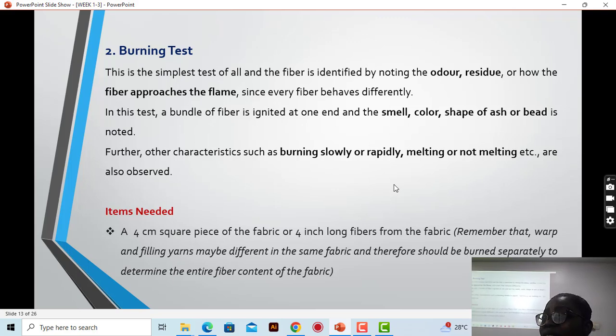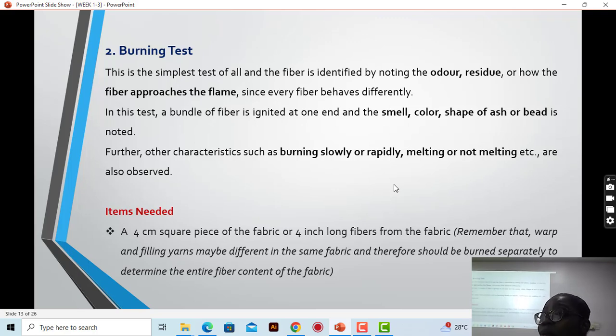Some will catch fire easily, like it will rush with the fire, some will be slow. After it burns, some of the fabrics will give you a residue, like an ash. And even if it gives you an ash, in what form did it give you that ash? Some ashes will be just powder, some will come in rounded bead form. So all those things will tell you that, oh, this is this fiber, this is this fiber, and you need to know which fiber gives this before you do the burning test.